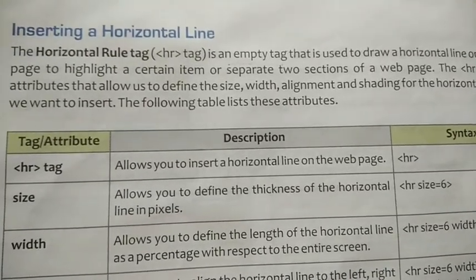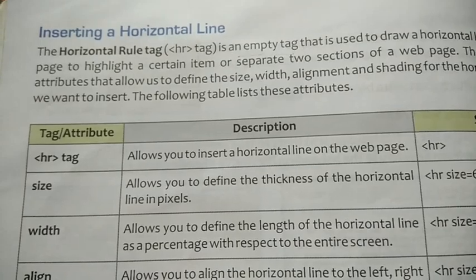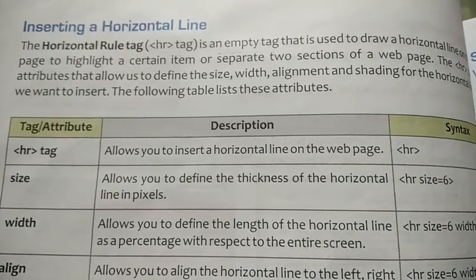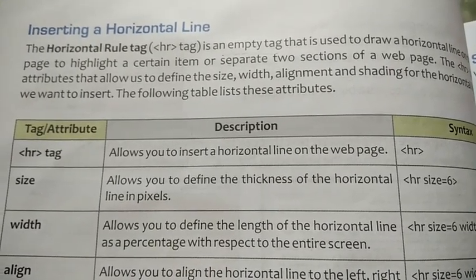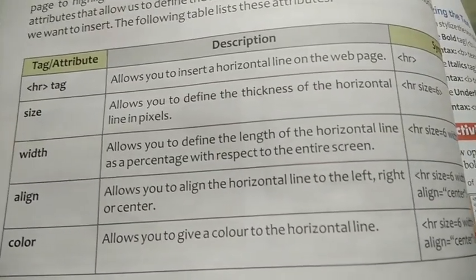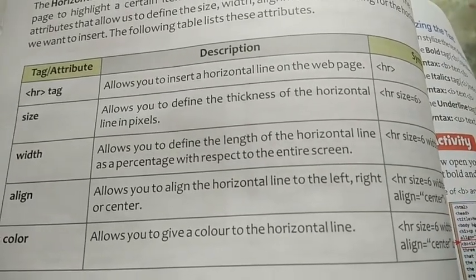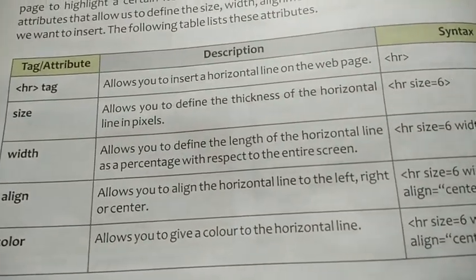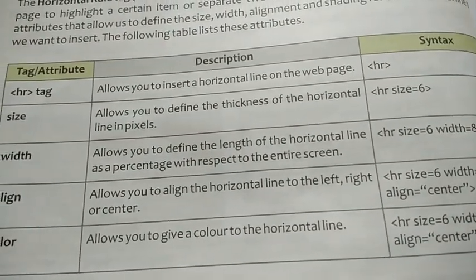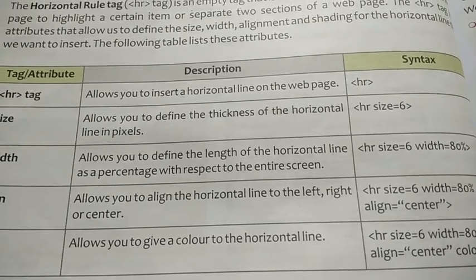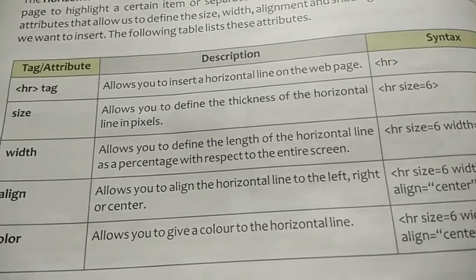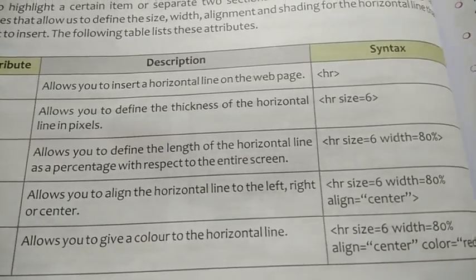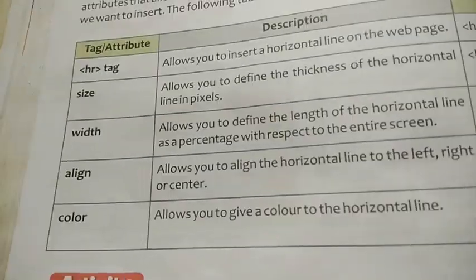So we want to insert the following table listing these attributes. Okay, so let's discuss this tag or attribute, and description, syntax. So let's start, students. First tag attribute is HR tag, which allows you to insert a horizontal line on the web page. Okay, students. Then syntax is HR. Then next is size, which allows you to define the thickness of the horizontal line in pixels. So HR size 6 syntax. Then width, which allows you to define the length of the horizontal line as a percentage with respect to the entire screen. Then HR size 6, width 80%. Okay. Then align.